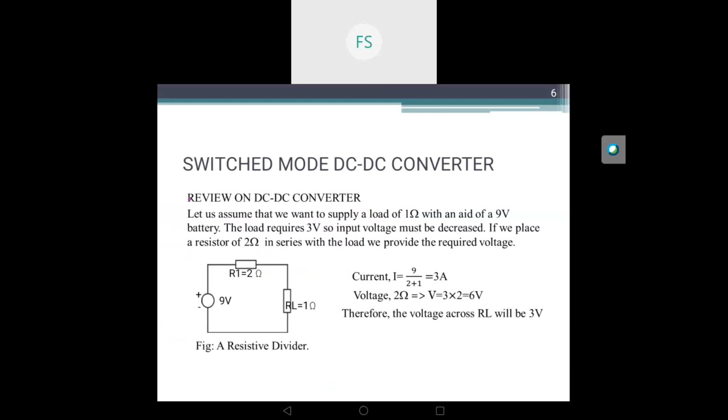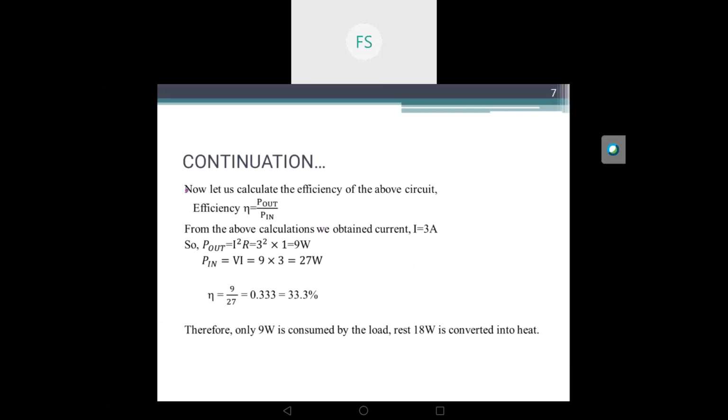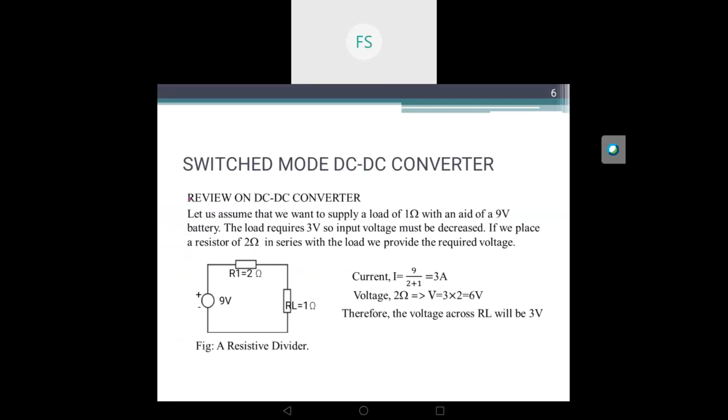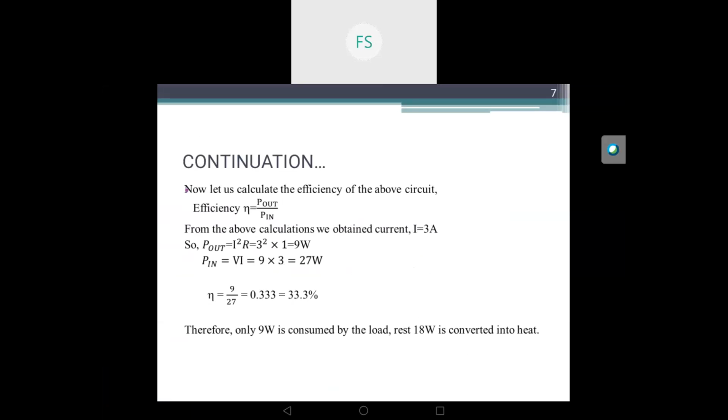So this was a circuit. Now I am going to calculate the efficiency of this circuit. You know that efficiency is output power divided by input power. So from the above calculations, we have obtained that the current is 3 ampere. So your output power will be I squared R, that is 3 squared into 1, about 9 watts. And your input power will be V into I, that is 9 into 3, about 27 watts.